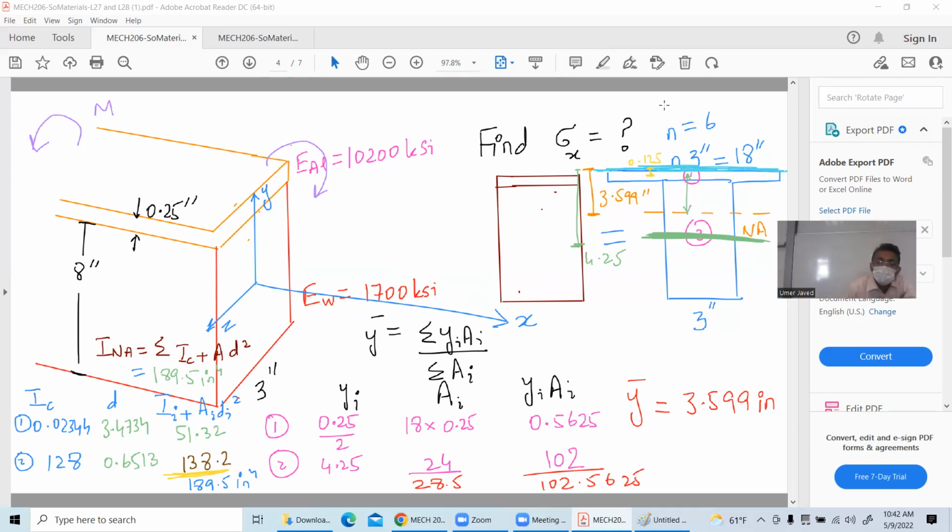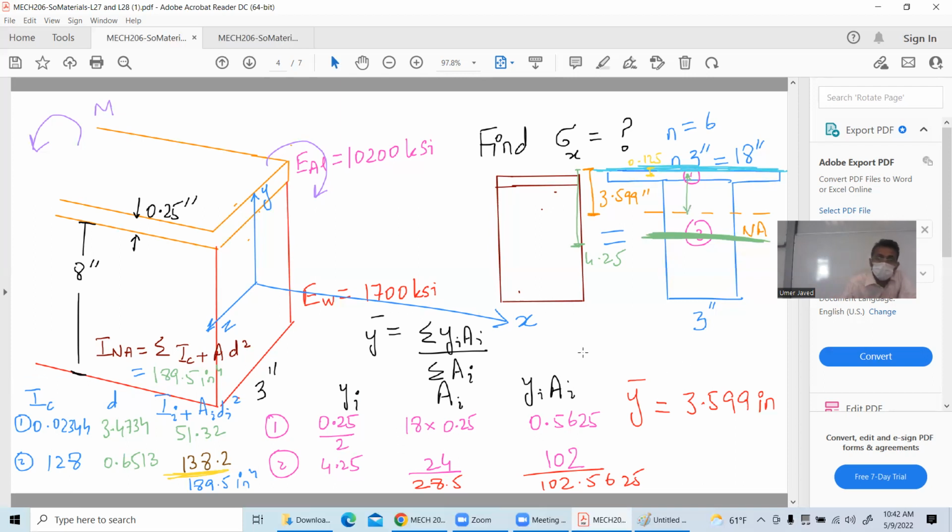So n is equal to 6. How do I do that? I did E_Al divided by E_W. Anyways, I just want to revise quickly. So I came up with the new structure. I found the neutral axis of the new hypothetical structure. How did I find the neutral axis? I found the centroid of the new hypothetical cross section. After finding the centroid, I said, this is our neutral axis. I mean, the neutral axis goes through it. Then I started finding the moment of inertia of the new hypothetical cross section.